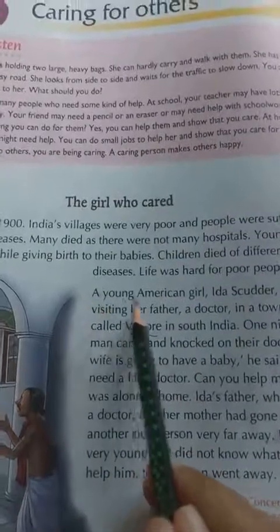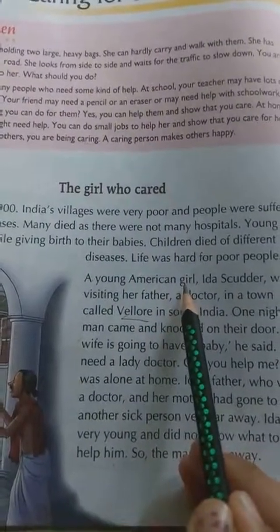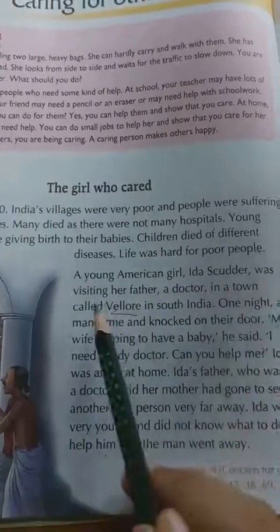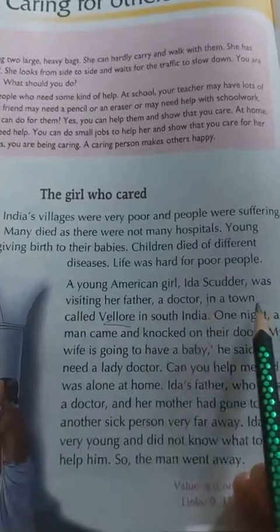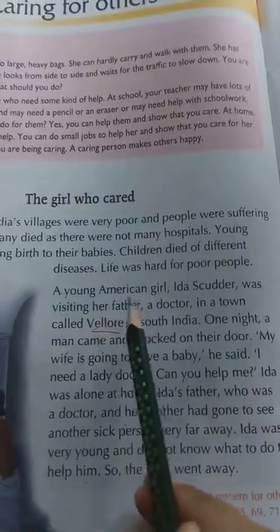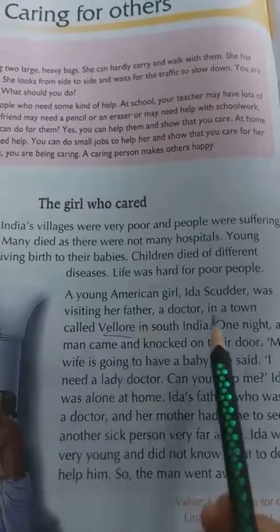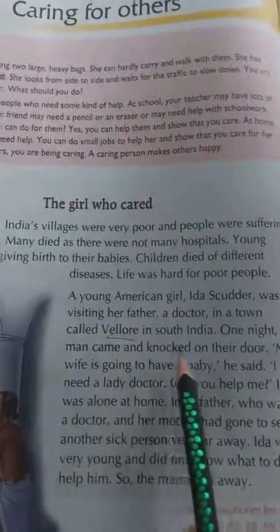A young American girl, Ida Scudder, was visiting her father, a doctor, in a town called Vellore in South India.